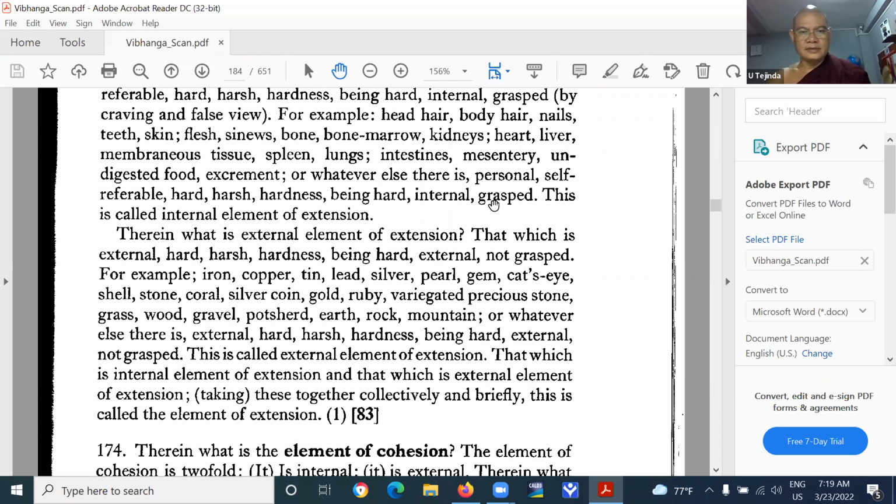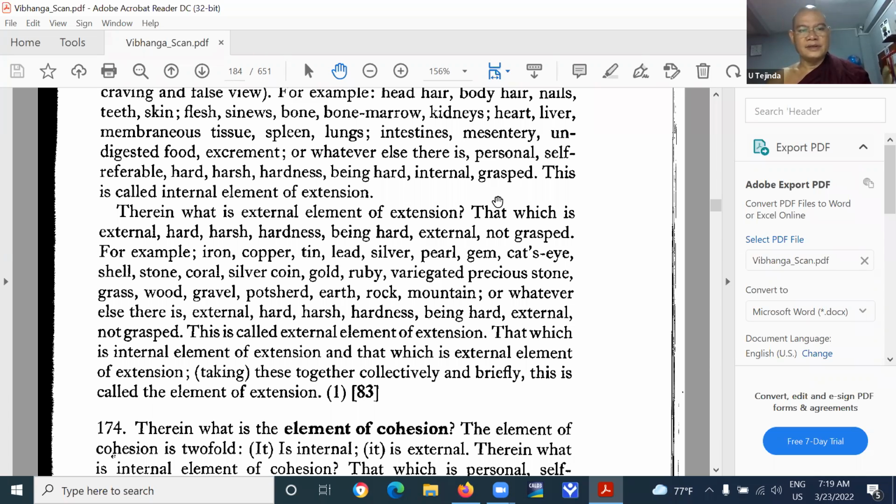So internal Pathavi Dhatu refers to the 19 parts of the body among the 32 parts of the body. That is hardness, anything hard in our body. The brain is also hard actually. But the brain is included under the bone marrow. Actually, according to the Anutika, bone marrow is just like the brain. The brain is similar to the bone marrow.